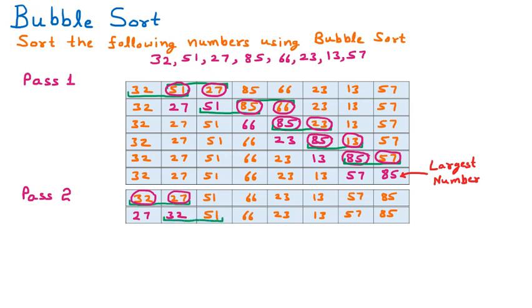We know that these two are at the proper position because 51 is greater than 32, so no problem. Then compare 51 and 66. 66 is greater, so no problem. Compare 66 and 23. Here is the problem, because 66 is greater than 23, so 66 should be on the right-hand side. So here we are swapping these two numbers, 66 and 23.